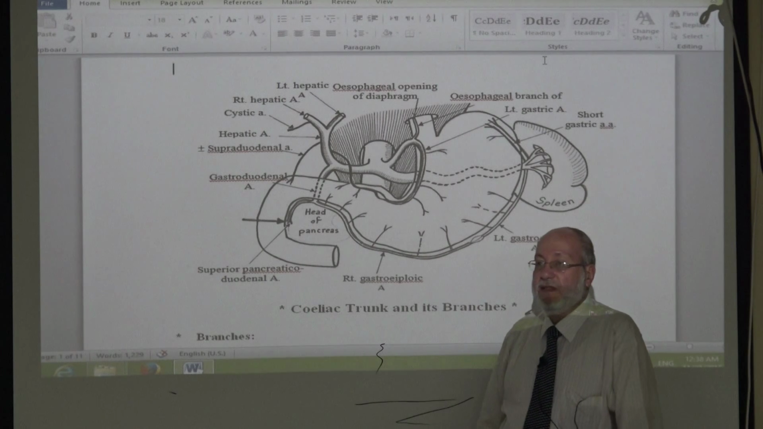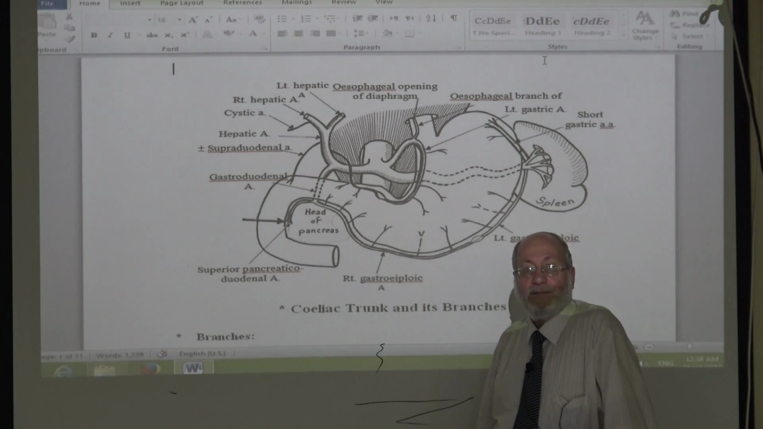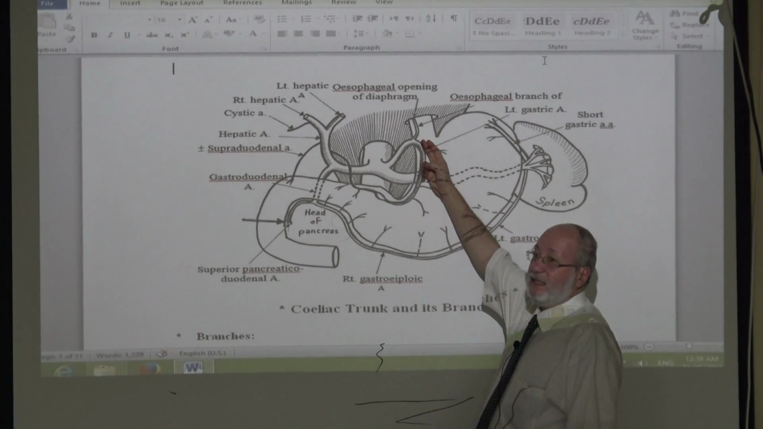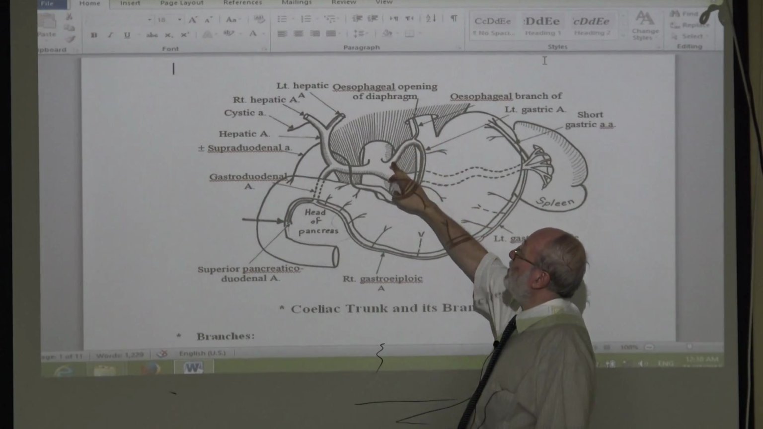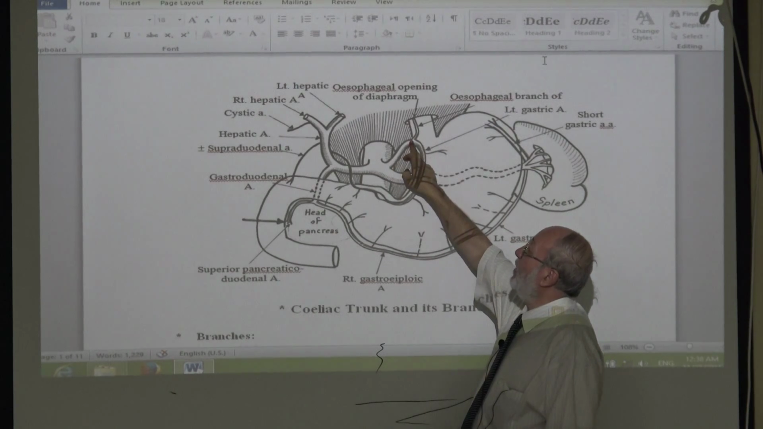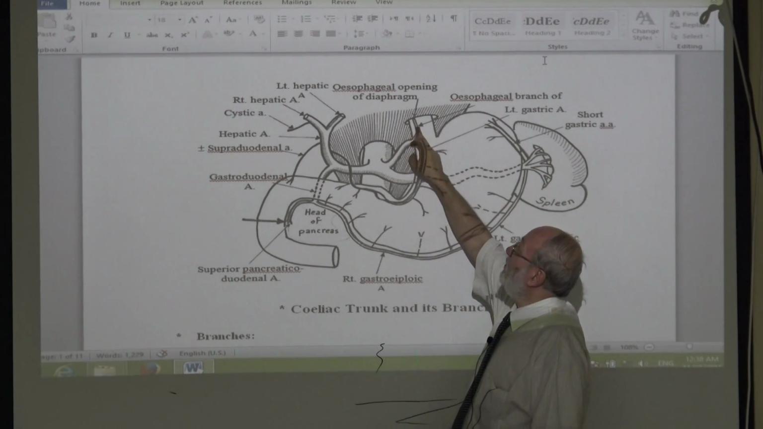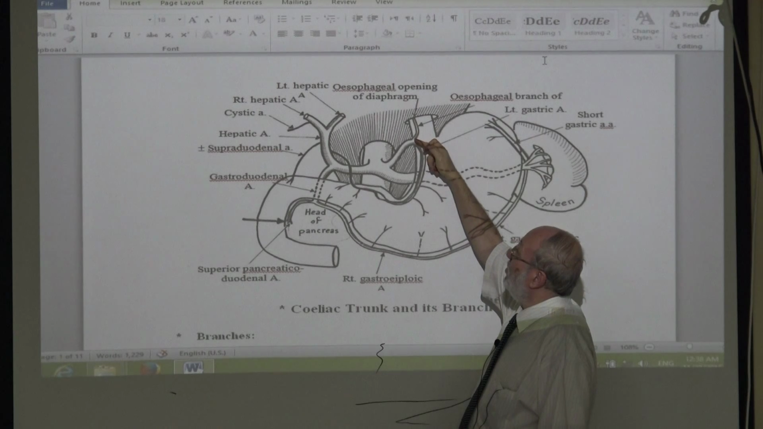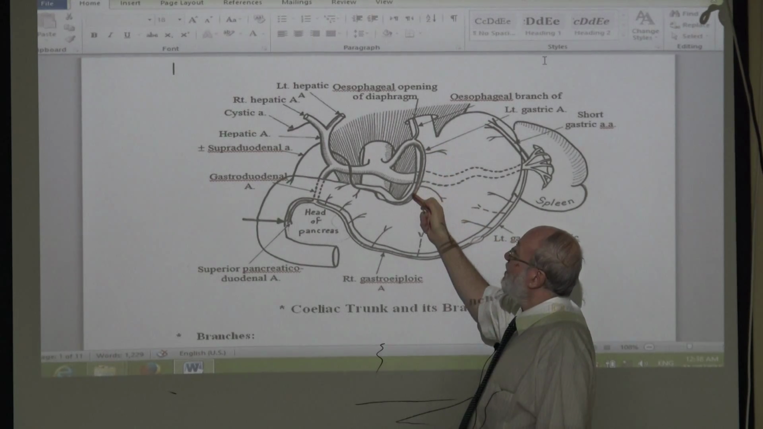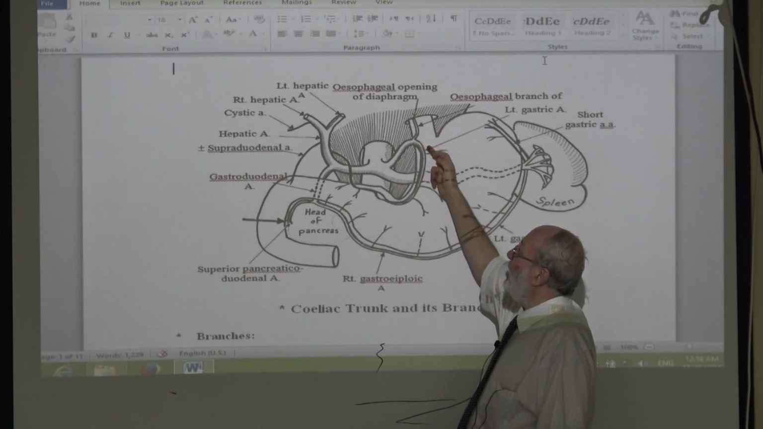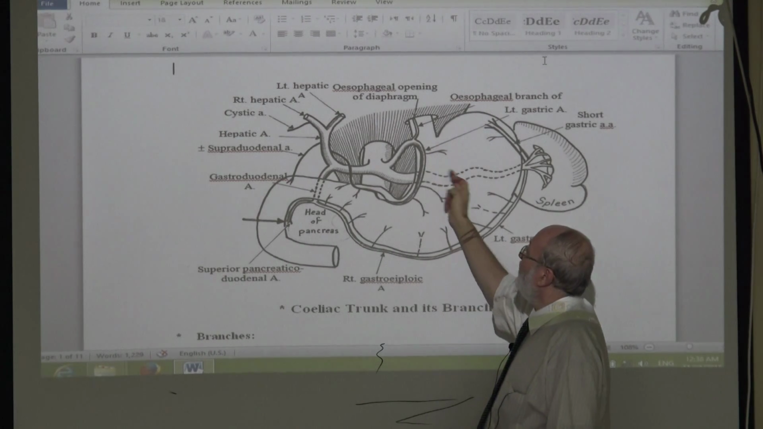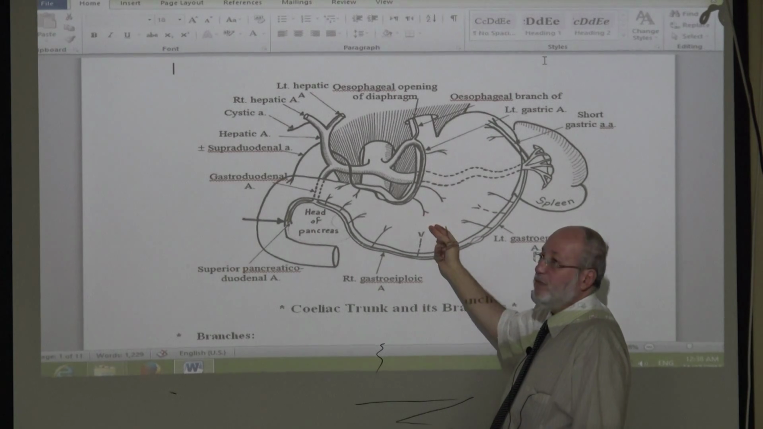What are the branches of the celiac trunk? First of all, left gastric. The left gastric passes upward and to the left, giving esophageal branches to supply the abdominal part of the esophagus. Then it runs on the lesser curvature from left to right. Therefore, it's called left gastric, giving many gastric branches to the stomach.